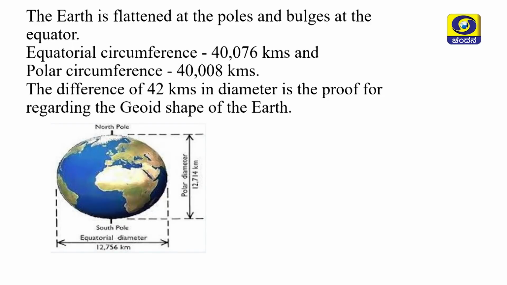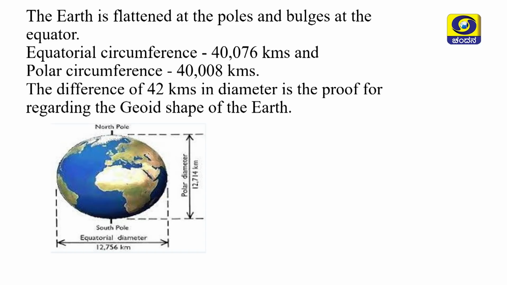Look at the poles. It is flattened at the poles, but moving toward the equatorial region, it looks like it bulges at the equator. If you look at the equatorial circumference and polar circumference, look at this picture very carefully. In the center of the earth, if you draw an imaginary line, that line we can call the equatorial line.